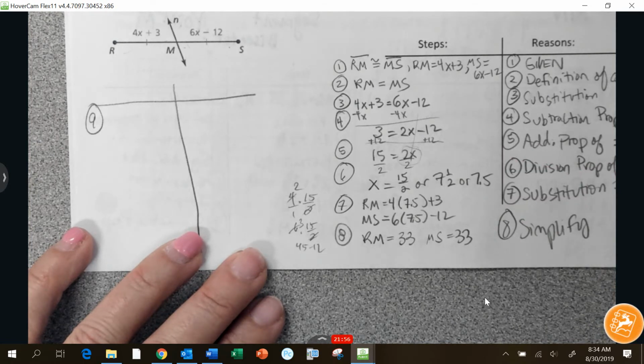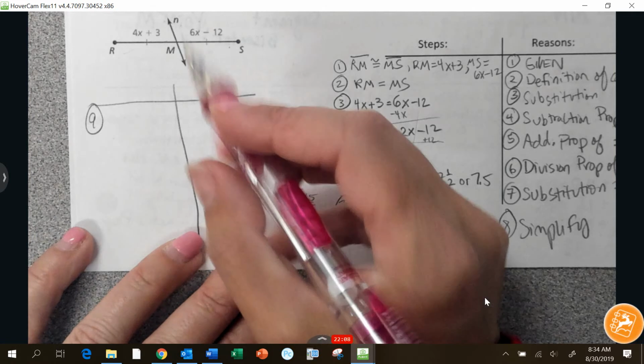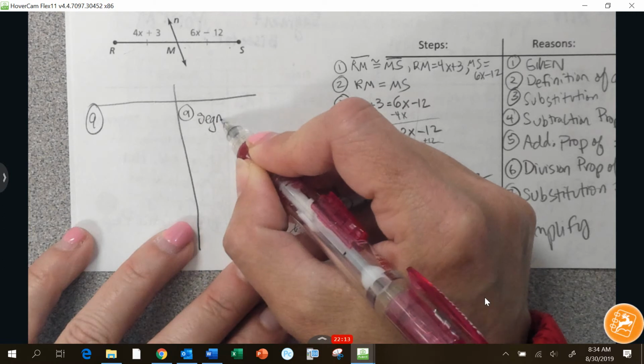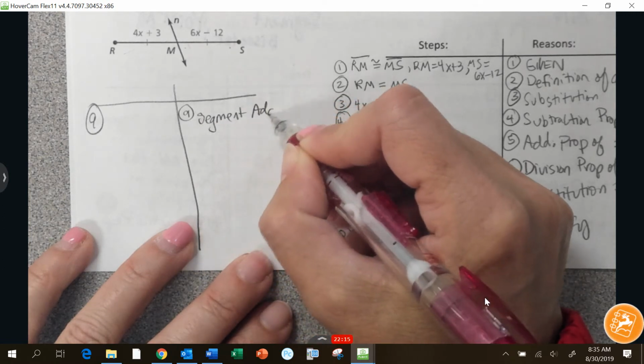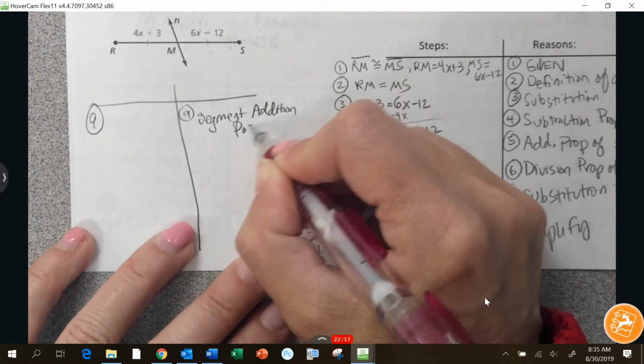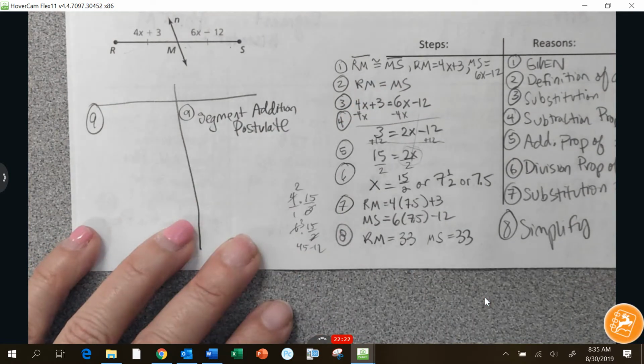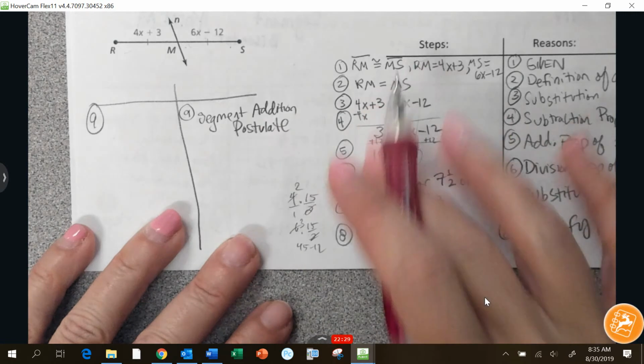Cameron, do you know? Addition. Not addition property, it's a postulate. What kind of addition are we going to be doing? Lynn? Segment addition postulate. Yep. So that's the thing you hate the most about proofs, because you can totally find the answer, but can you put all the steps? Believe me, that's what I hate about them also.